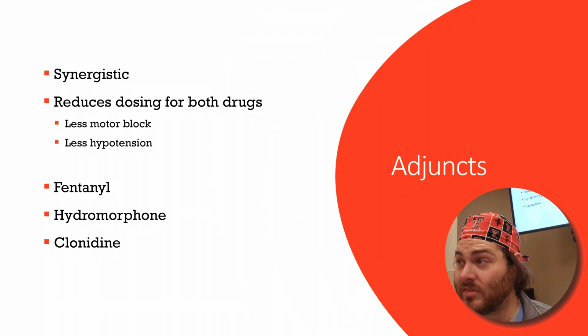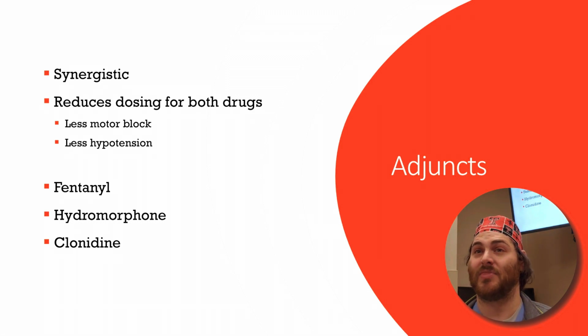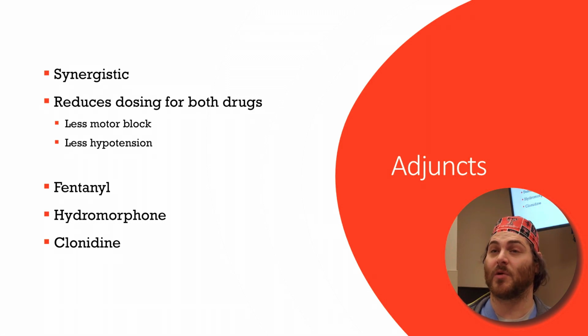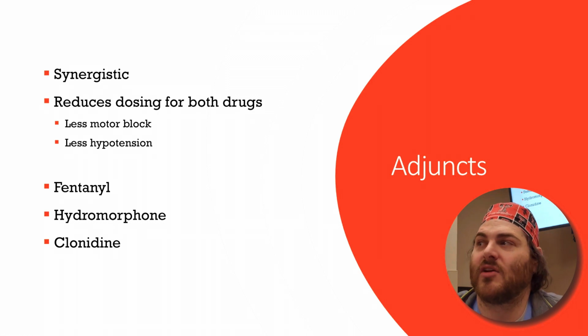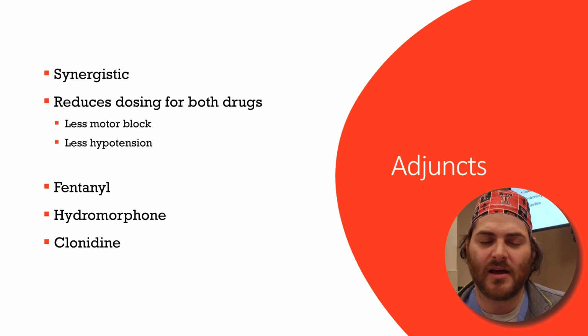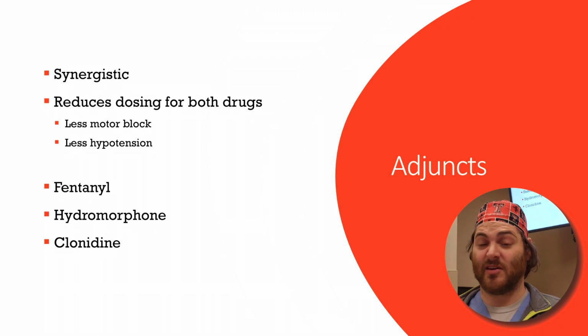Clonidine is another thing. That's an alpha-2 agonist. Precedex is another drug that's kind of in that category. That helps out with pain. It can drop your blood pressure a little bit, but it does help out really well with pain.